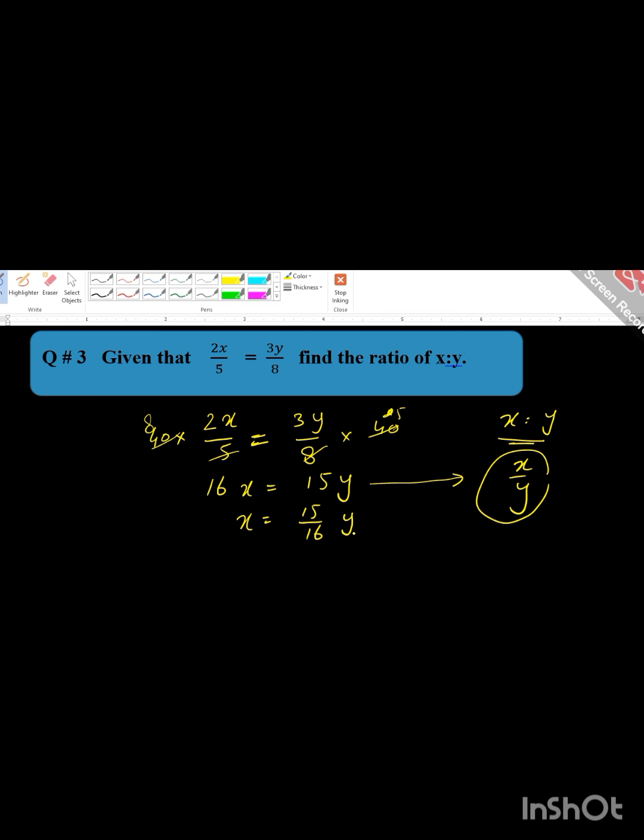Now we will divide by y on both sides, so we get x over y is equal to 15 over 16. So this is your fraction form. Now you can write this fraction form in ratio form, that is x ratio y is equal to 15 ratio 16. So this is your required answer. Clear, students? I hope you enjoyed this lecture. Do all these sums on your classwork copies to complete your notes. That will help you in the preparation for the upcoming midterm exams.